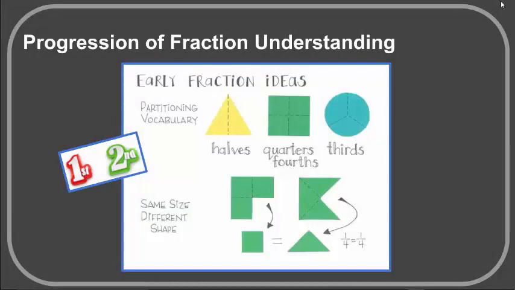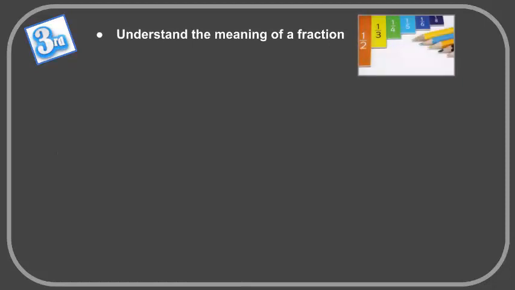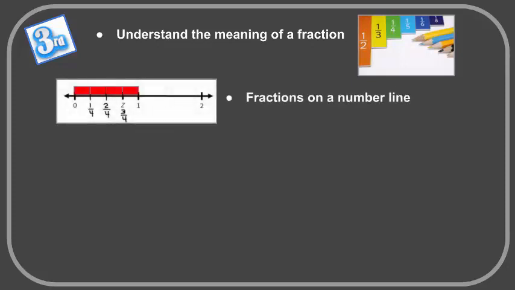First and second grade students begin developing fraction understanding by partitioning shapes into halves, quarters, and thirds. They also explore how the sections can have the same size or area, but not necessarily the same shape. Third grade students expand on that foundation by understanding the meaning of unit fractions with denominators of 2, 3, 4, 6, and 8. In addition to area models, students also begin to use length models and number lines and focus on fractions greater than 1.